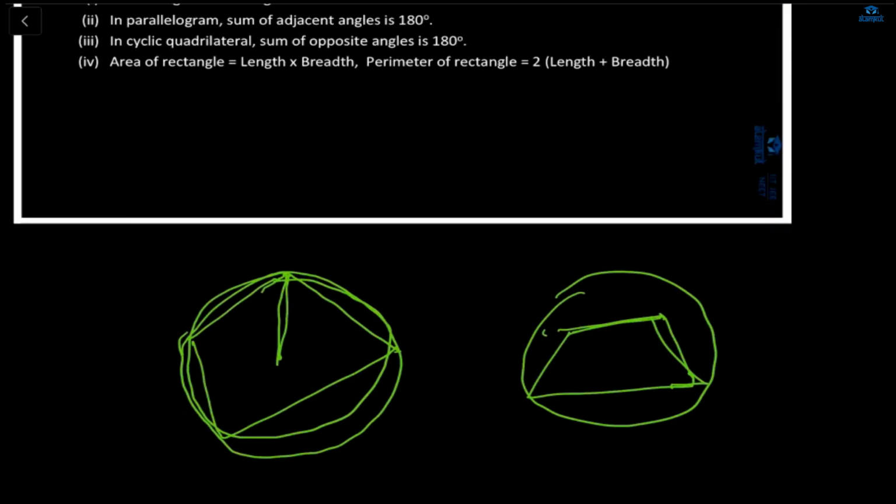Now area of a rectangle, everybody knows, length into breadth. Perimeter of a rectangle is 2 times length plus breadth. Similarly for a square also, a plus b. Okay, now there are 2 questions only.